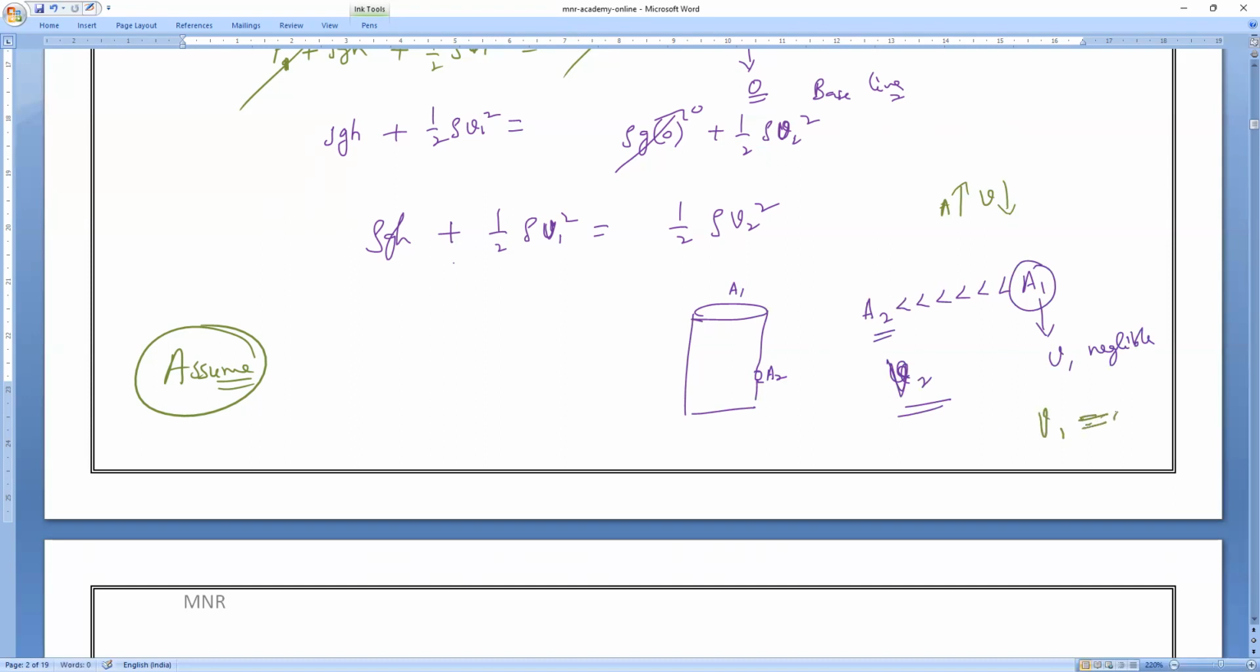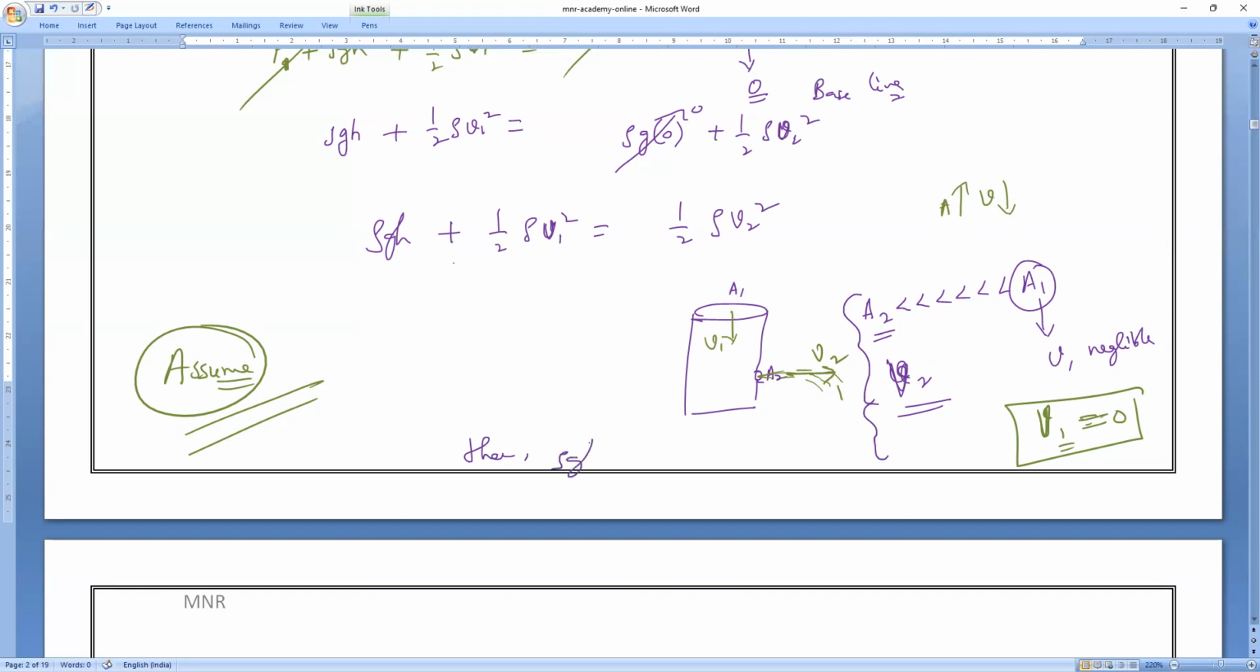So I'm considering V1 is equals to 0. This is the assumption. The assumption is A2 is smaller than A1, and V1, the velocity of coming down, will become 0 because as area increases, velocity decreases. They are moving with the velocity V2 horizontally, so you have to remember, x-axis. Understand, everyone? After this assumption, you have to remember it. Without this, Torricelli's theorem is not true.